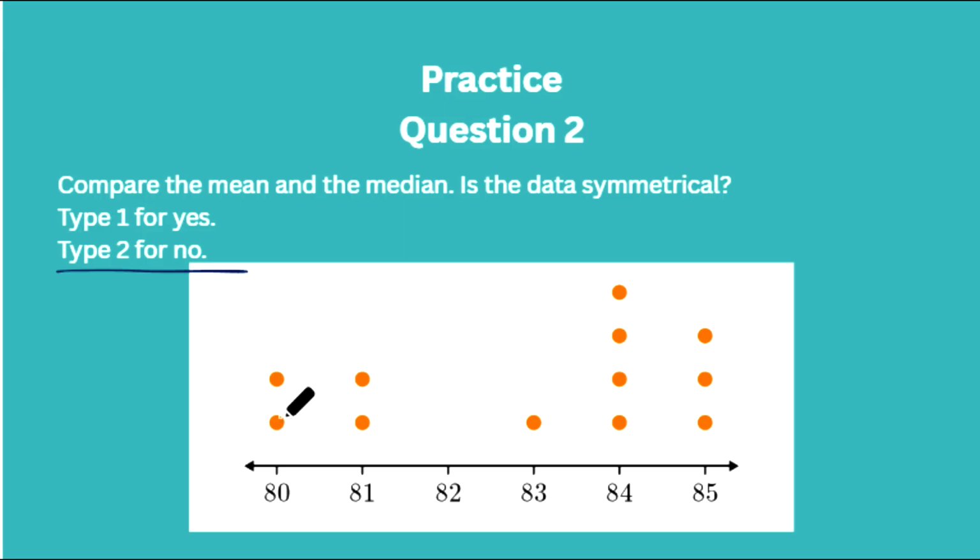The median for this: 1, 2, 3, 4, 5, 6, 7, 8, 9, 10, 11, 12. Half of 12 is 6. 1, 2, 3, 4, 5. Because it's even, we have to take 6 and the next one. So the median is 84.